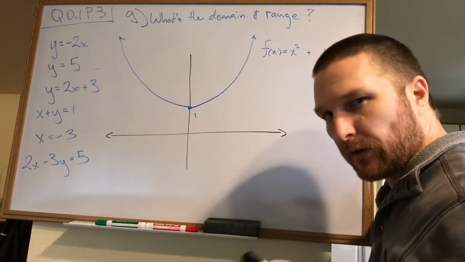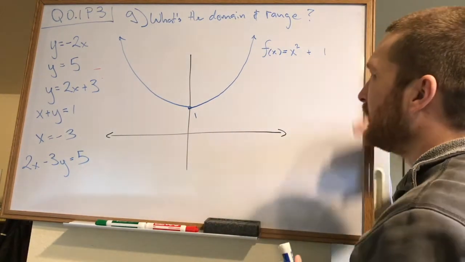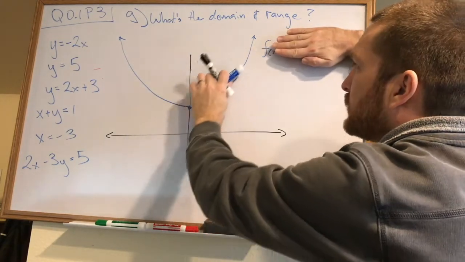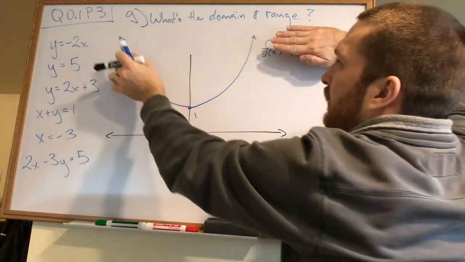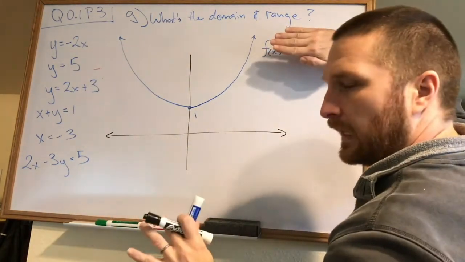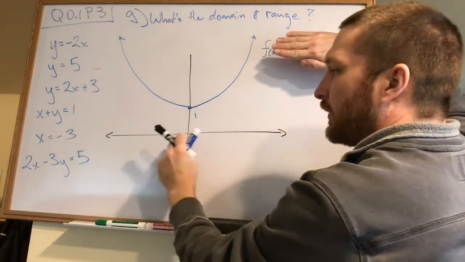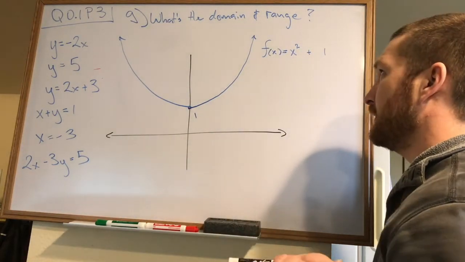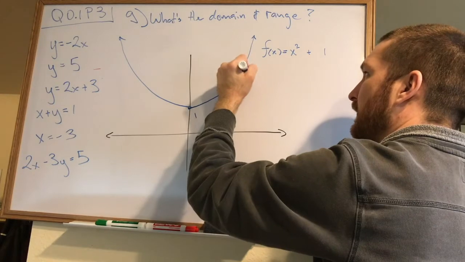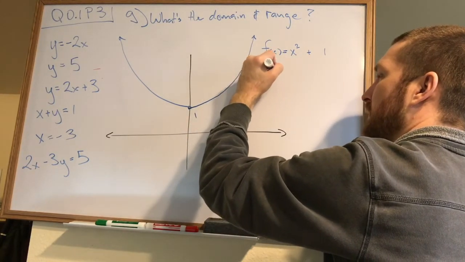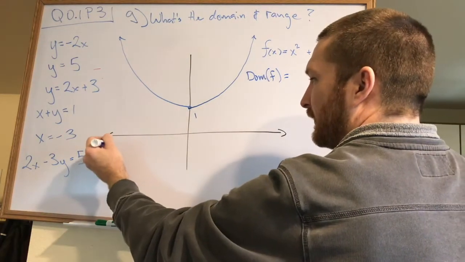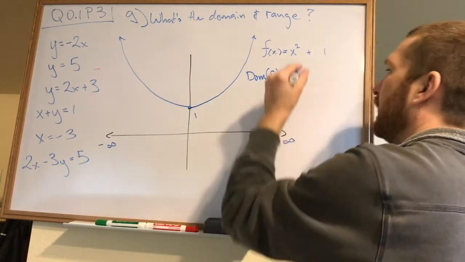We said earlier in class that this goes all the way in that direction forever and all the way in that direction forever. Therefore, all real numbers have outputs, right? And so we did say that the domain of this function is all real numbers, everything from negative infinity up to infinity.